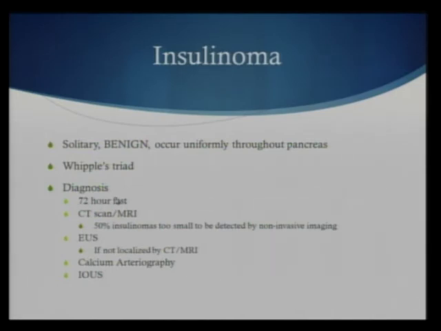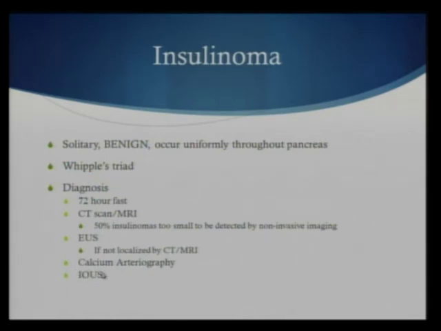Once you have a diagnosis made based on the biochemical testing, the next thing would be to localize it, and the way to do it would be to get a CT scan or an MRI. An important thing to remember with insulinomas is that 50% are too small to be detected by non-invasive imaging. So what do you do for that? Then you'll have to undertake an endoscopic ultrasound to see if you can better visualize them. Even if you can't do that, they talk about calcium arteriography, which I haven't really seen in any institution.